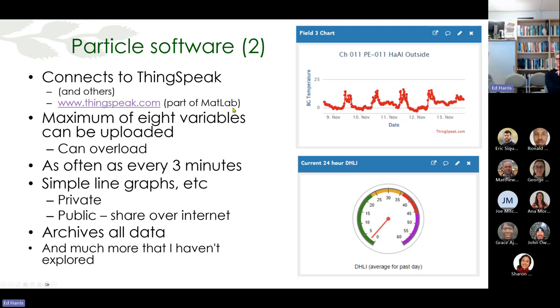It's also pretty good at exporting data elsewhere. I'm using ThingSpeak, which is something that's part of MATLAB. It can go to other places. You can get fairly crude shunting into the internet. There are limits. You can only upload sort of 8 variables, and you can't do it that frequently.